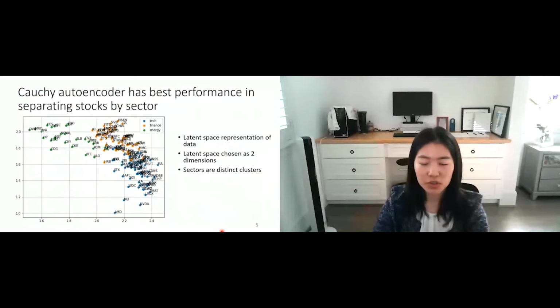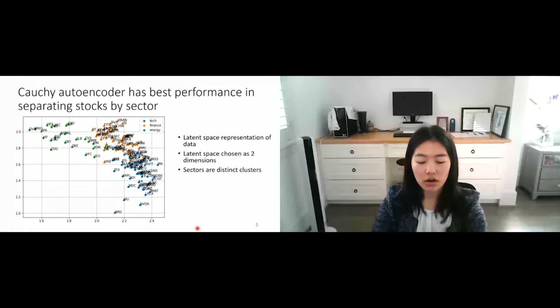And now we can visualize the latent space. And this is an example of the visualization for the Cauchy autoencoder. And we chose our latent space to be 2 dimensions. So we have the X and the Y axis as our dimensions. And then we're plotting our stocks at their latent space representation. And the 3 colors here are the 3 sectors: tech, energy, and finance.